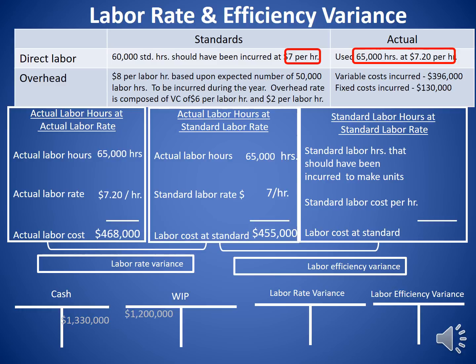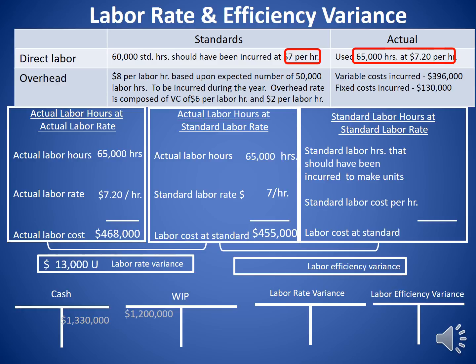So the way of looking at this is that we actually spent $468,000. Based upon our standards, we expected to spend $455,000. So we spent more than we expected. That leaves us with a labor variance in this case of $13,000, the difference between the actual and the expected. And since the actual was higher, it's an unfavorable variance.